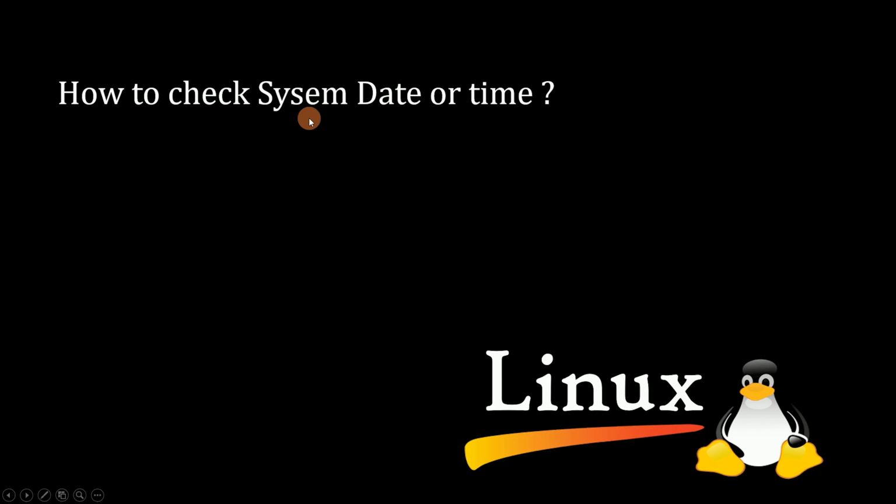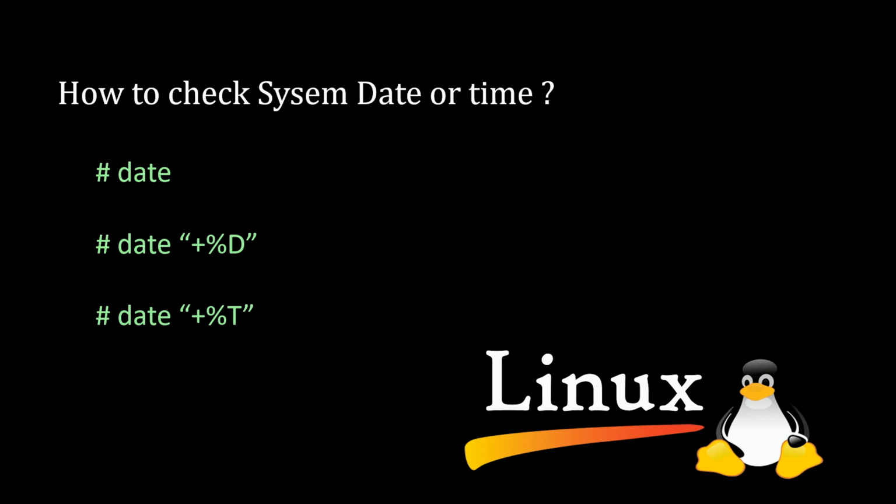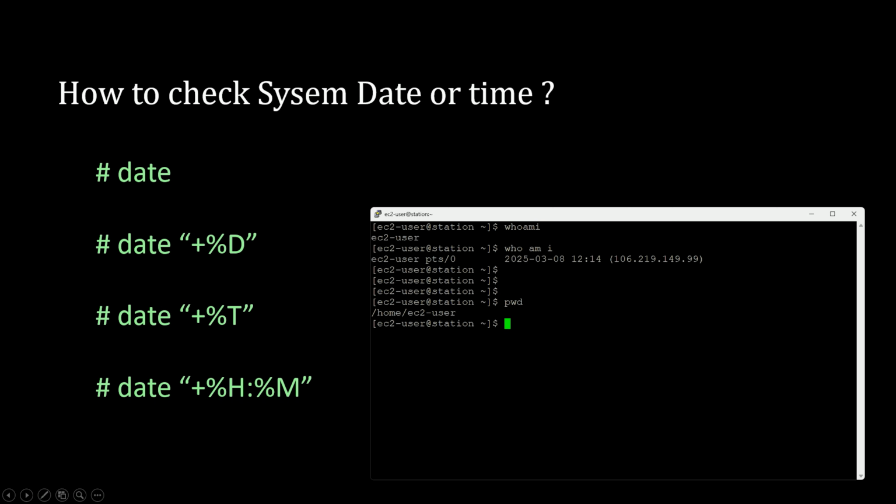Now let's move toward the third one: how to check system date or time. Here is the date command, then date +%d, then date +%T, then date +%H:%M. What is the difference? date will show you the date. date +%d will show you only the precise information about the date, like the particular day only, nothing else. %T will show you time, and %H:%M will show you hour and then minute. I can use it without quotes as well, but in a few particular OSes it may fail, so I suggest you use quotes.